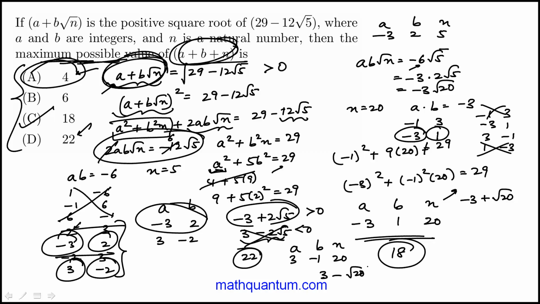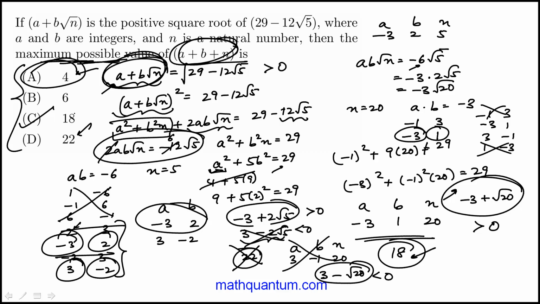Now, root 20 is more than 4 point something, 4.4. So this would be a negative number, and that's why we can rule this one out, and this is not the answer. The only answer is that one, because that gives you a positive square root. And here the sum is 18. So the answer is 18, which is C.